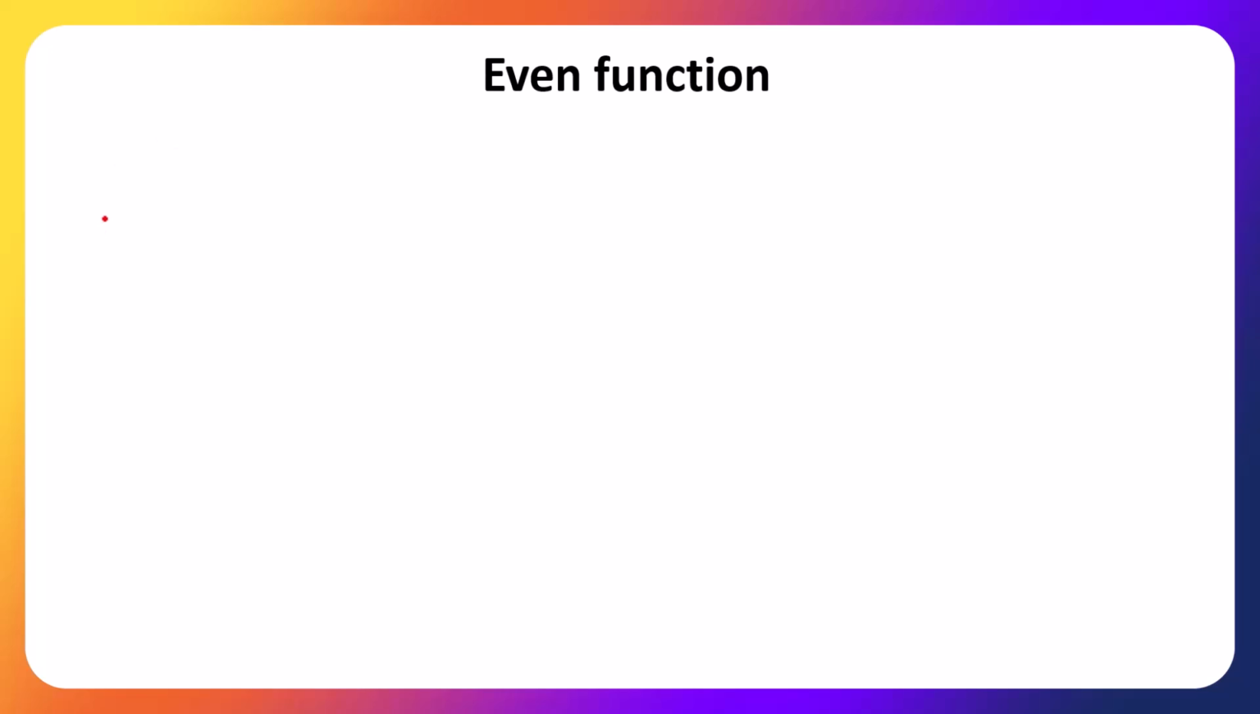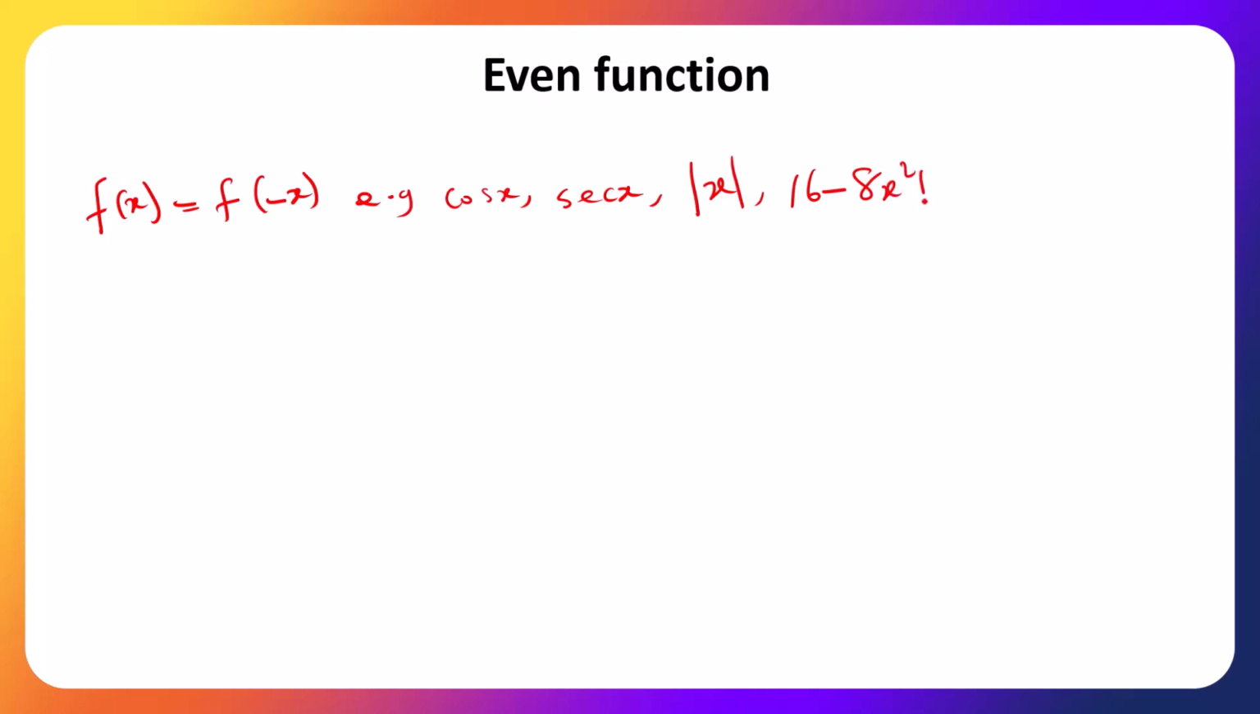Even function. A function is even when f of x is equal to f of minus x. For example, we have cos x, sec of x, absolute value of x. We also have 16 minus 8 x squared plus x raised to power 4, and so on and so forth.